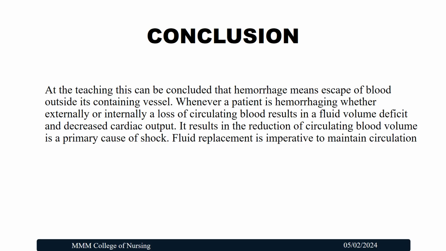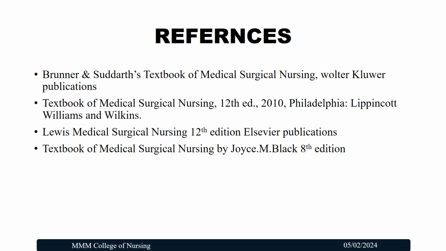And finally, conclusion. So at the end of the teaching, we can conclude that hemorrhage means the escape of blood outside its containing vessel. So whenever a patient is hemorrhaging, either externally or internally, there is a rapid fluid volume deficit and decreased cardiac output, which will result in the reduction of circulating blood volume, and this will finally lead to the primary cause of shock. So fluid replacement is essential to maintain circulation.